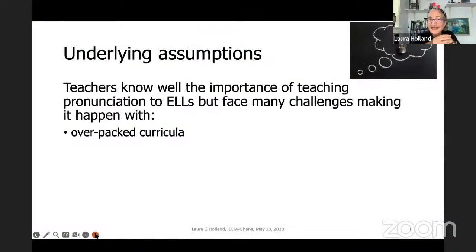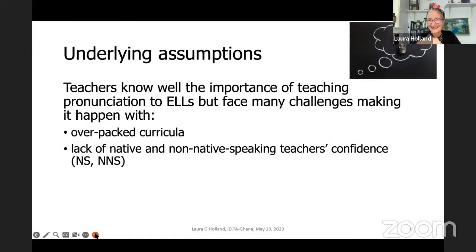So let's take a few minutes and just look at some underlying assumptions that inform my teaching of pronunciation. We teachers know very well the importance of teaching pronunciation to English language learners, but we face many, many challenges to make it happen, with overpacked curricula, right? When am I going to fit pronunciation in? Or lack of native and non-native speaking teachers' confidence. This is true for both native speakers and non-native speakers.